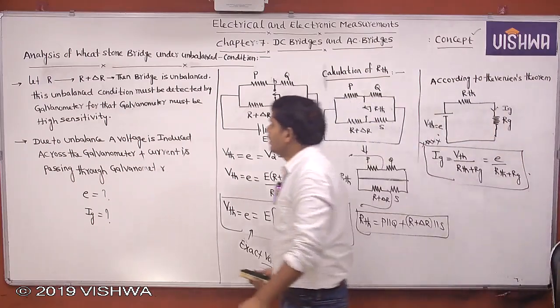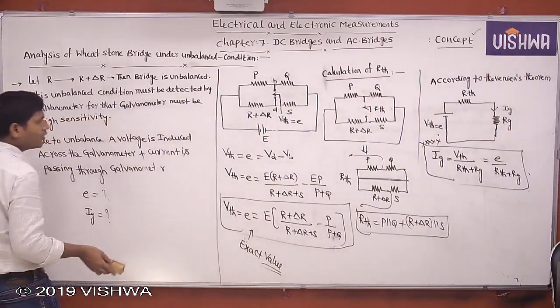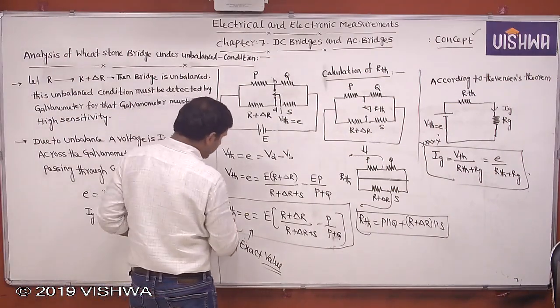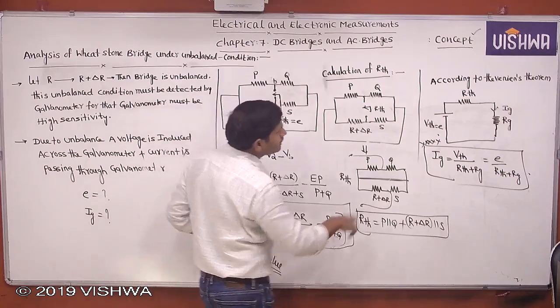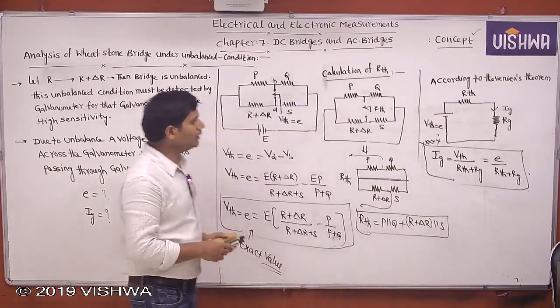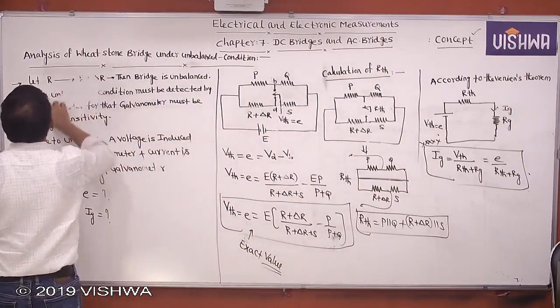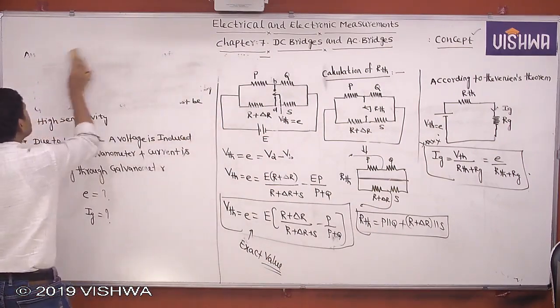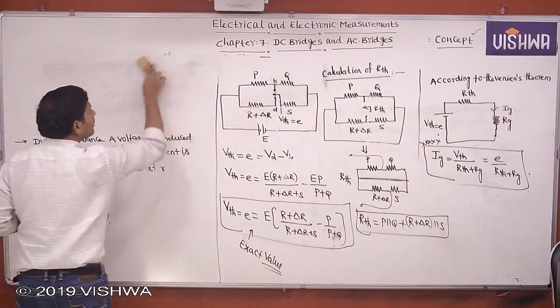Now see, here I want to define the types of sensitivities. Very important formulas here. Then we can take this as VTH and this as IG. This is the analysis of the Wheatstone bridge under unbalanced conditions.